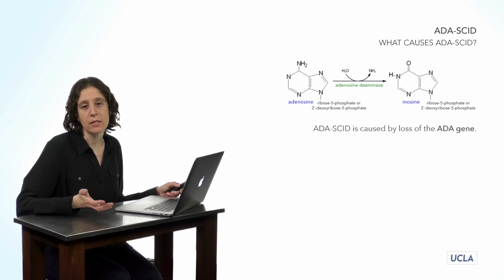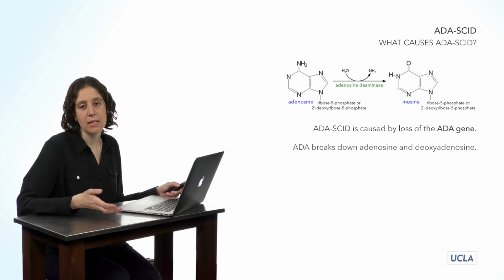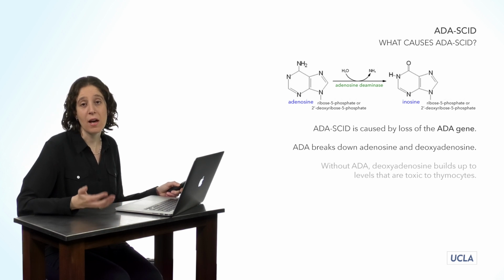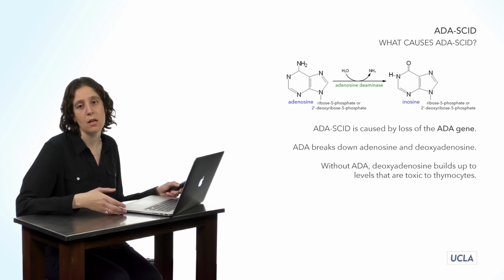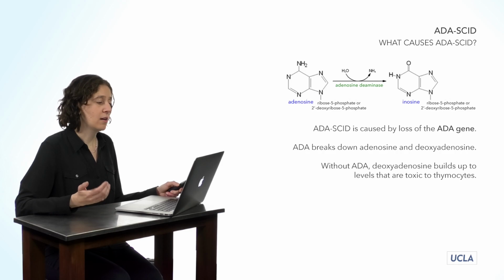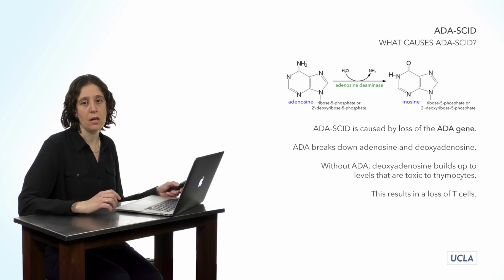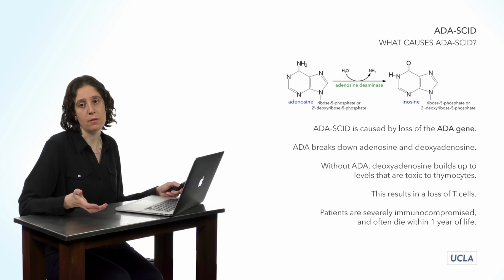So what causes ADA-SCID? ADA-SCID results from loss of the ADA gene. And ADA, or adenosine deaminase, is an enzyme that breaks down adenosine and deoxyadenosine. Without ADA, deoxyadenosine builds up to levels that are toxic to cells, and particularly they're toxic to thymocytes, the cells from which T cells are derived. The result is that in the absence of ADA, thymocytes die, and this results in a loss of T cells. As a result, patients are severely immunocompromised, and if left untreated, they often die within the first year of life.